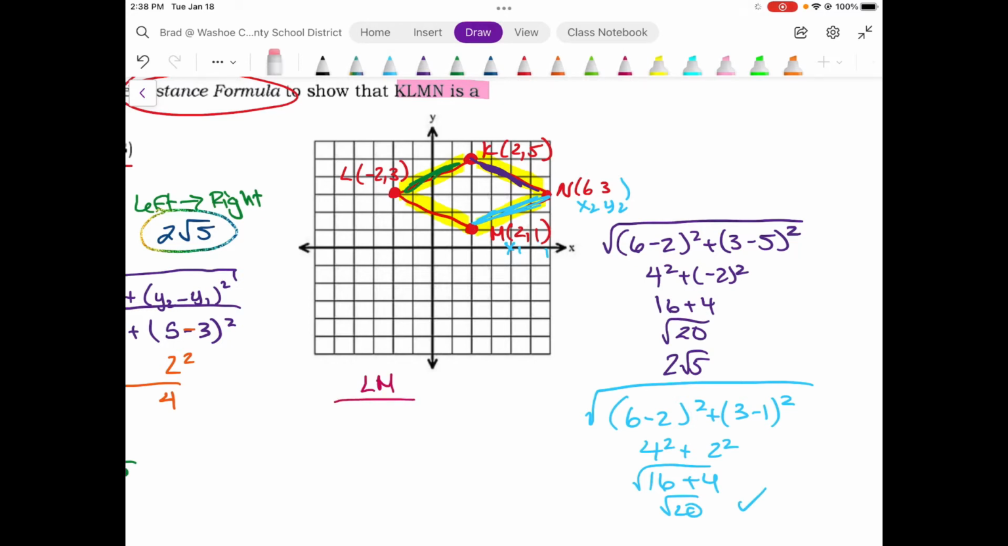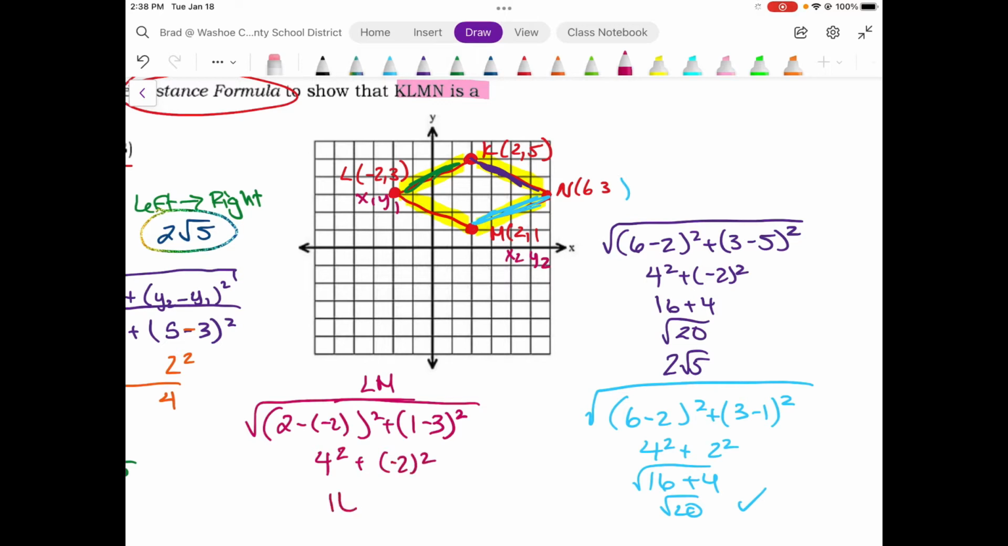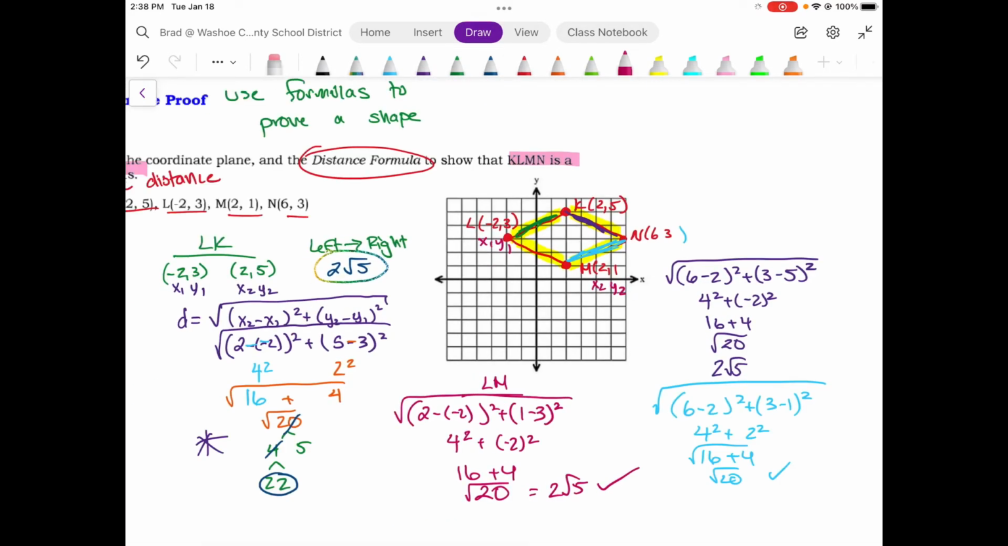So we'll go ahead and erase because we have new x1s and y1s here. So friends, this is going to be x1, y1, x2, y2. So 2 minus a negative 2 squared plus 1 minus 3 squared. Take the square root of all that. That's 4 squared plus a negative 2 squared, which is 16 plus 4, which is 20. Square root of 20, 2 root 5. So because we have all the same sides, all 2 root 5, they are congruent. Okay, it is a rhombus.